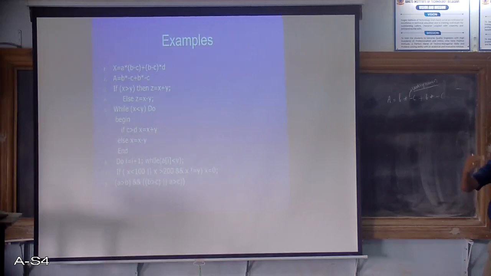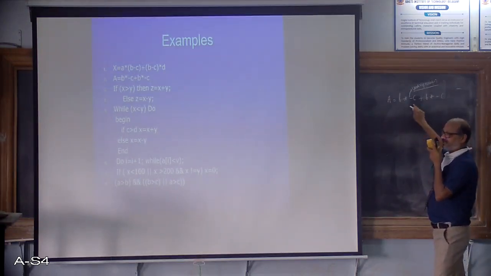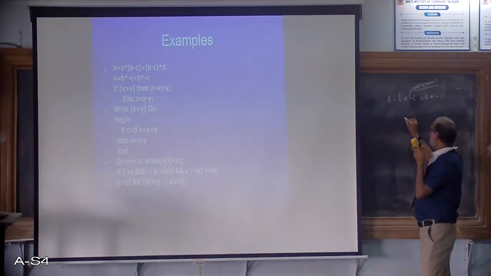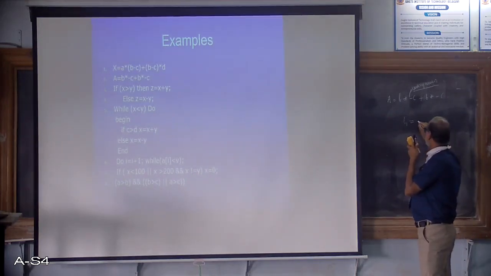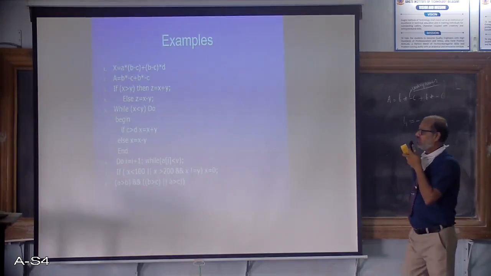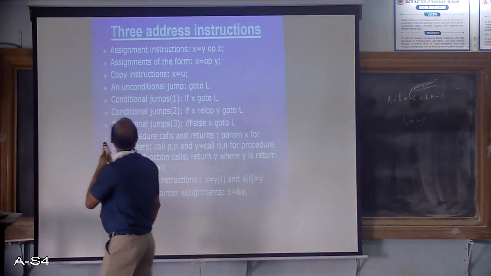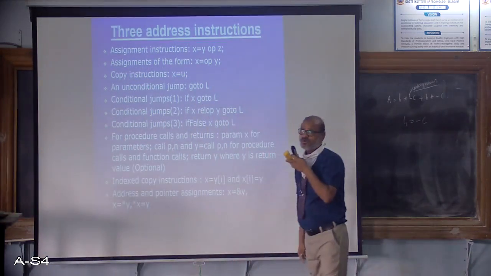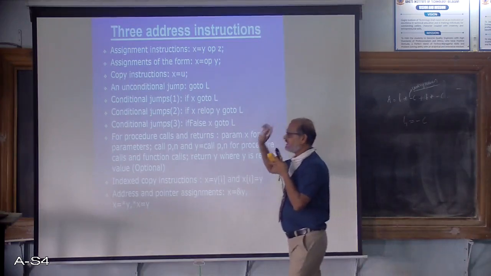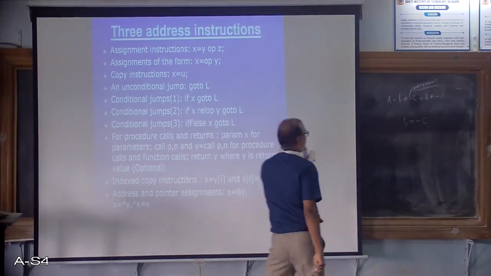In order to find out the sequence of three address codes generated for this, first try to find out the highest priority level operator. In this case, it is unary minus. When you scan the expression from left to right, minus C is evaluated into some temporary. So my first three address code generated is T1 equal to minus C, which is of type the assignment of the form X equal to OP Y, where OP is a unary operator.